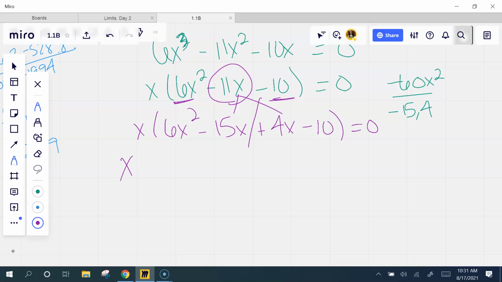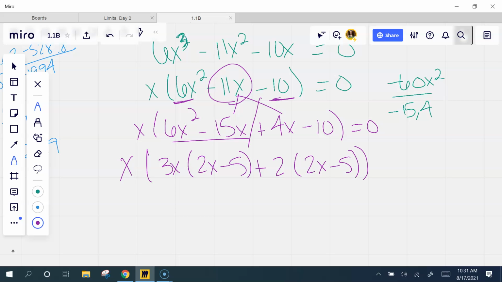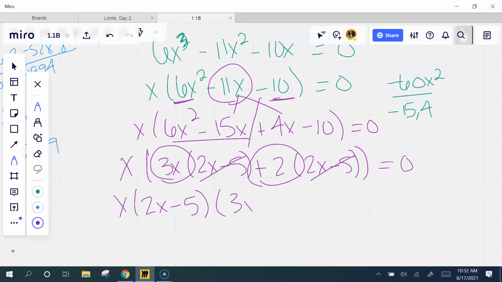So what can I take out of 6x squared and 15x? What's left? Middle sign stays. What can I take out of the last two? And what's left? So it factors as, I've got this common binomial here of 2x minus 5. And that factors out, and it leaves me with the 3x plus 2.